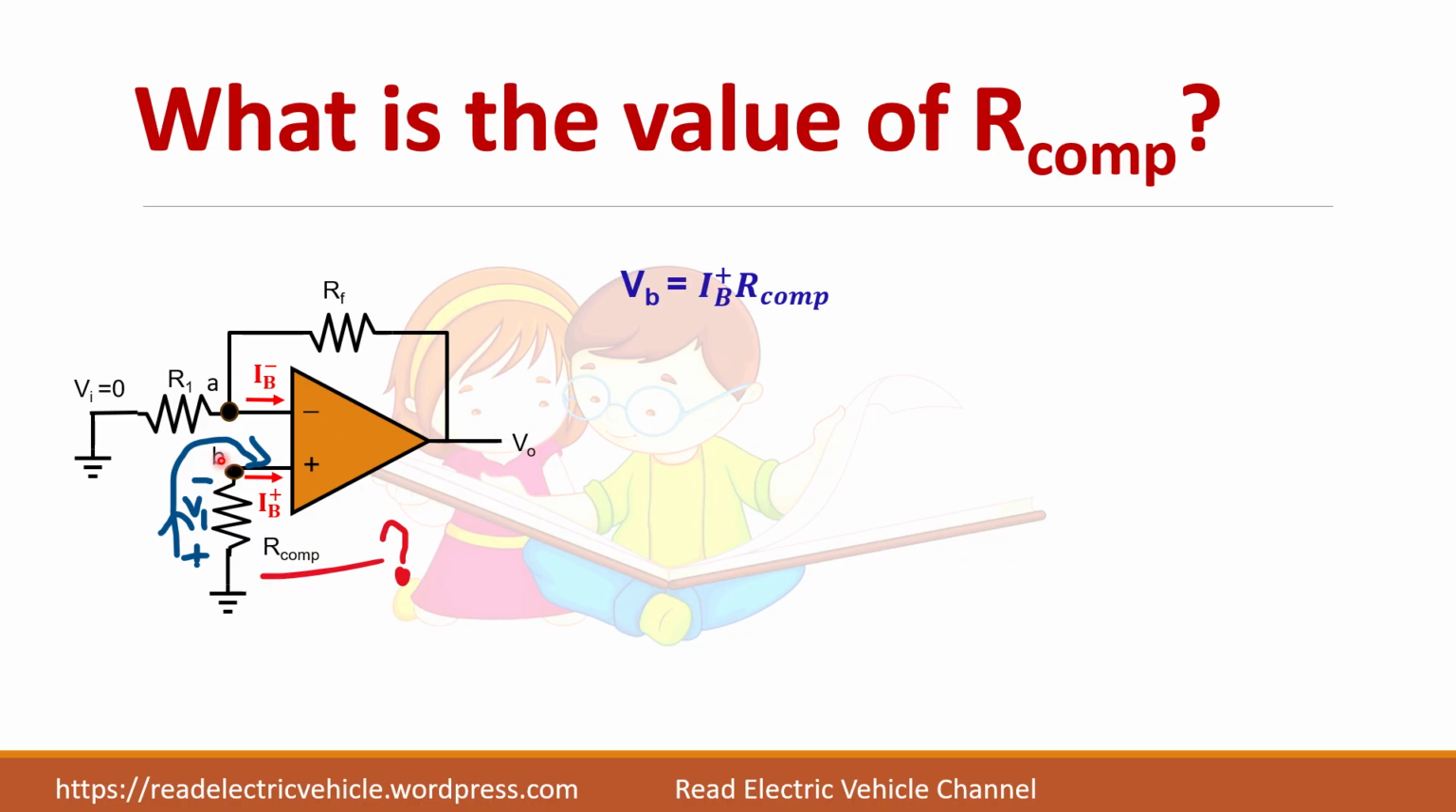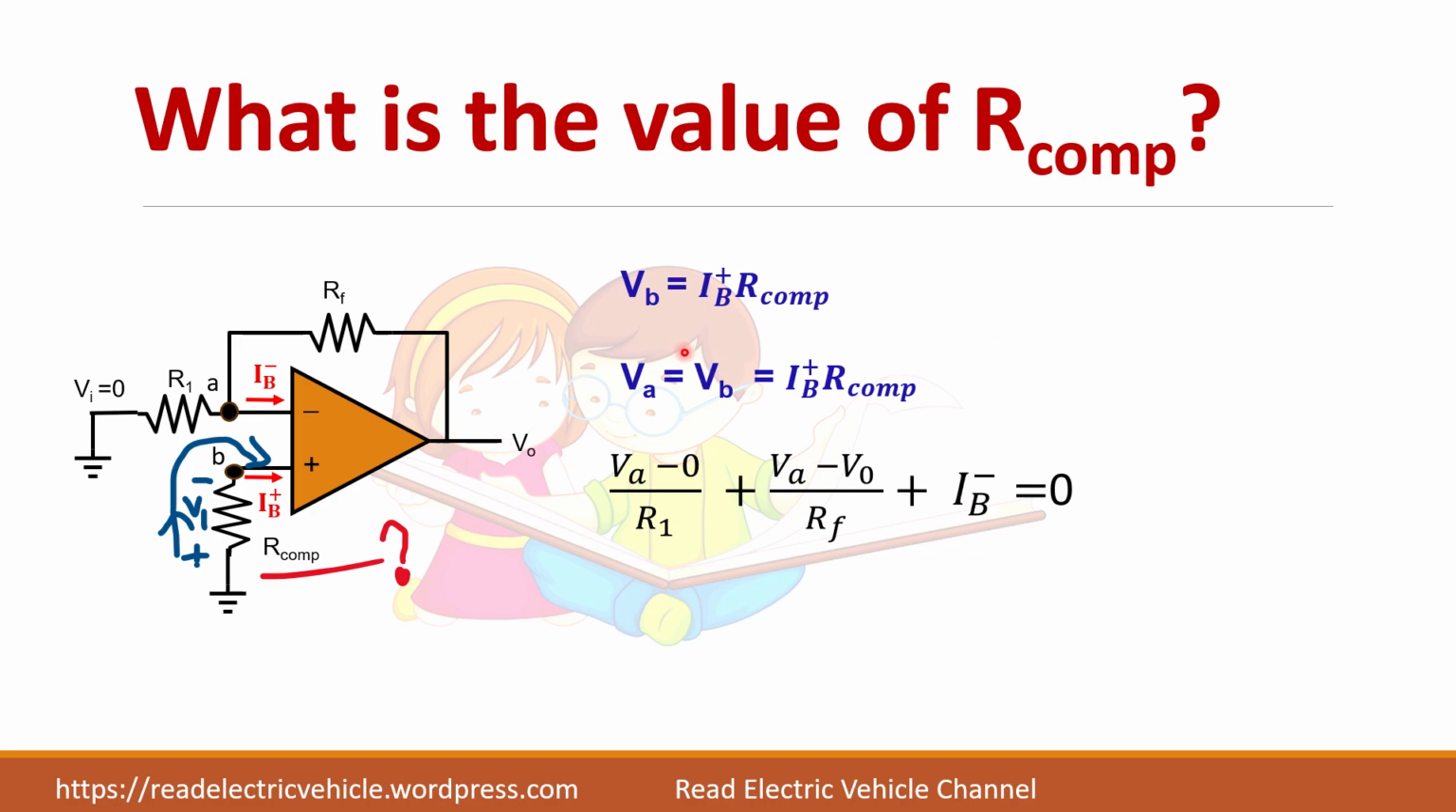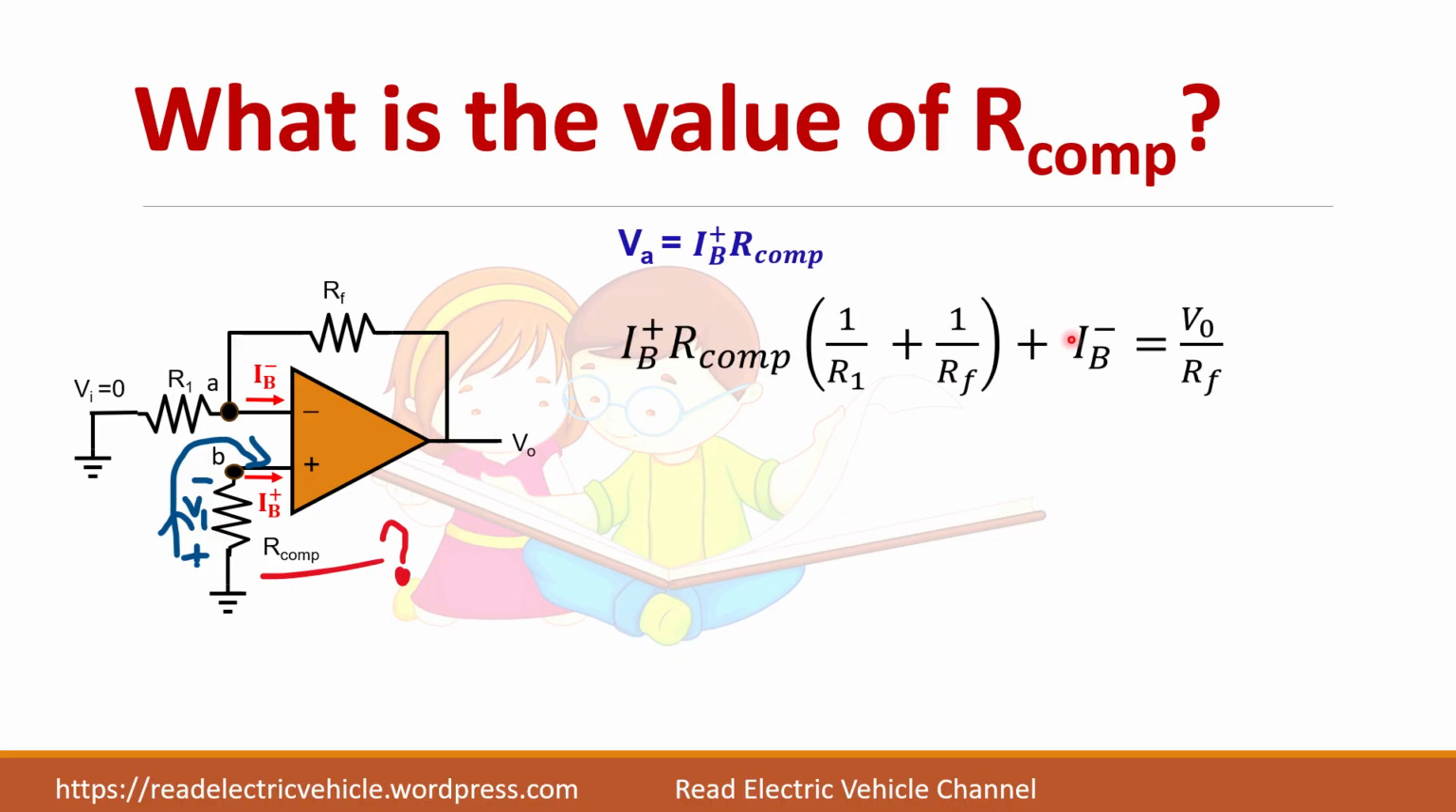Now at VB, this current is flowing here. So the potential is IB plus into R compensation. So if VB is this one, VA will also be the same thing, because that is the golden rule of op amp. Second golden rule. Okay. Now again we will write the same nodal equation. But instead of VA, it will be equal to this value. So let us substitute this one for VA. Simplify it and substitute it.